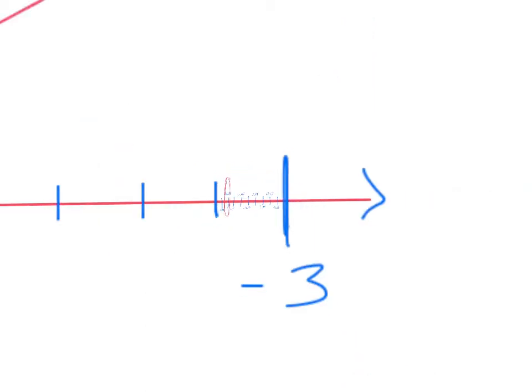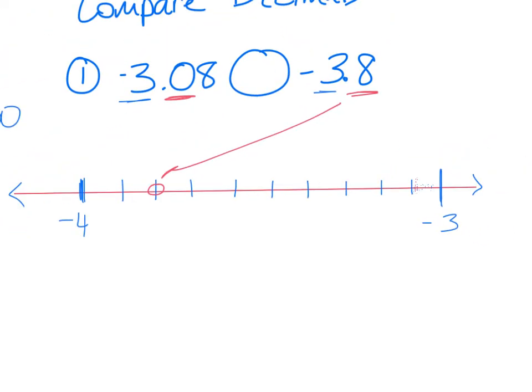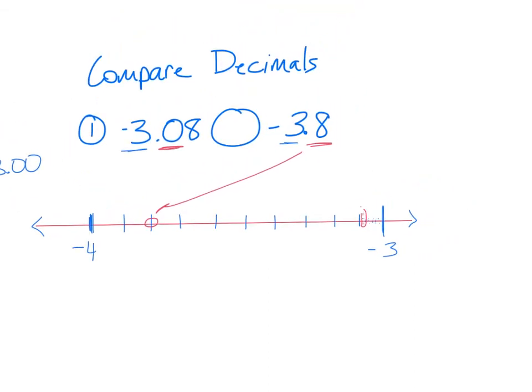Okay, so let's zoom out and let's see if we can compare. Well, that negative 3.08 was right there. Which one is greater? Well, again, which one is closer to 0 when we're talking about negatives? And it's the negative 3.08 right there.